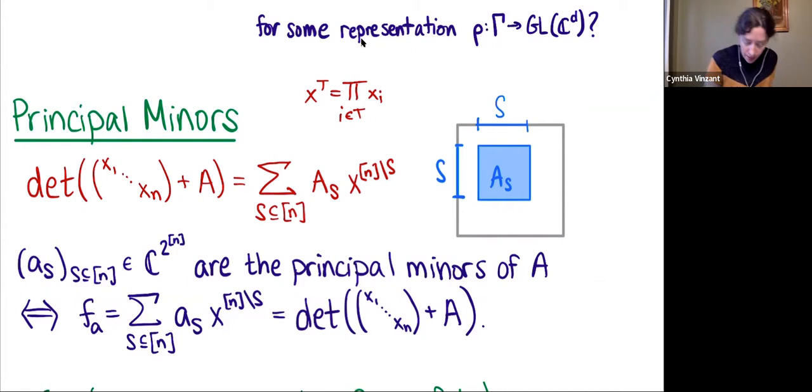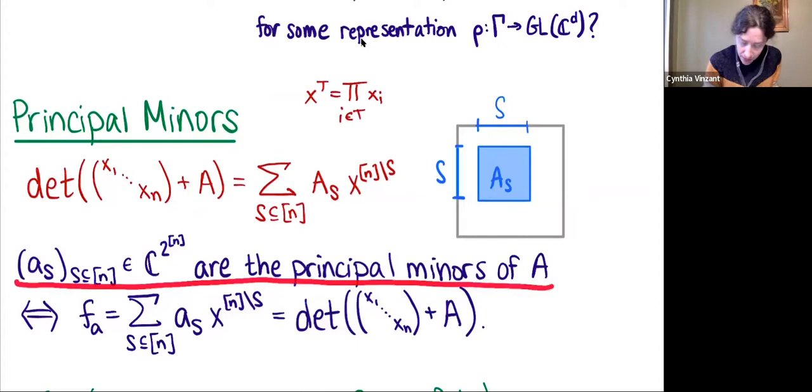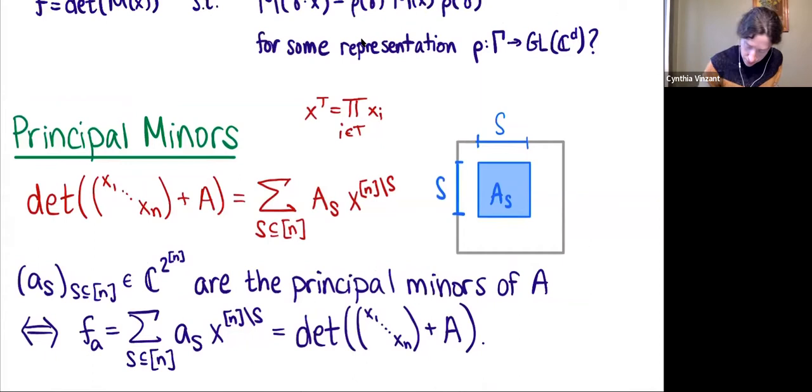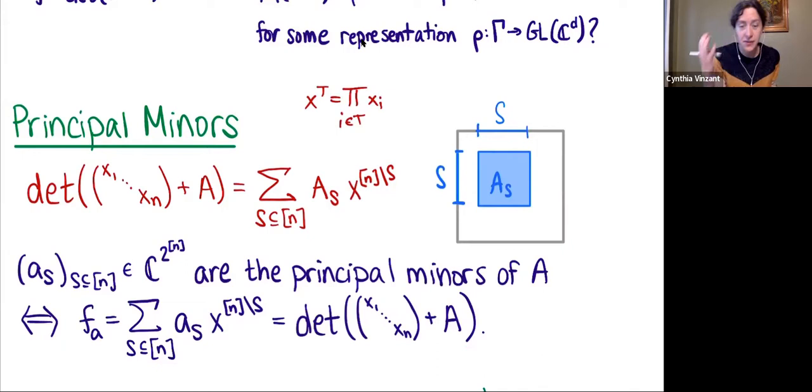And if someone hands you a mystery vector of 2 to the n numbers corresponding to subsets of n, and you want to know if they're the principal minors of some matrix A, that's exactly asking for determinantal representations of this form. That's asking if the corresponding multivariate polynomial can be written as a determinant. So this question, determining if a vector is the principal minors of some matrix, is known as the principal minor problem. And so what I want to talk about is how it can be helpful to view this through the lens of determinantal polynomials.